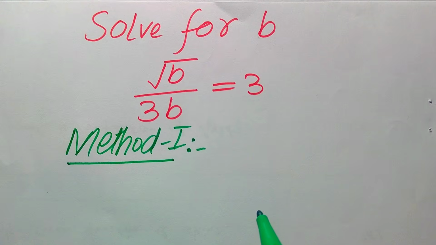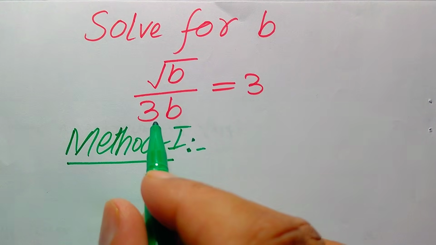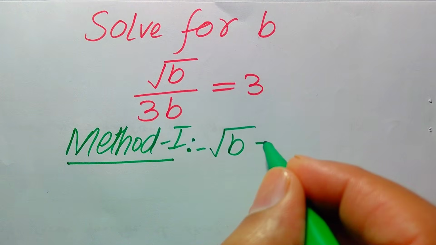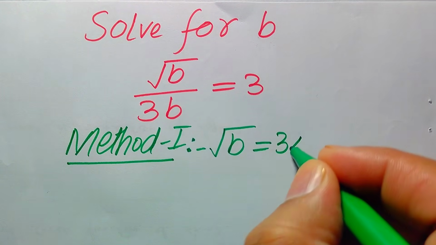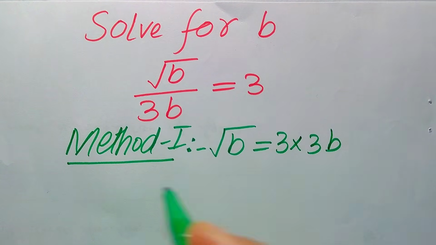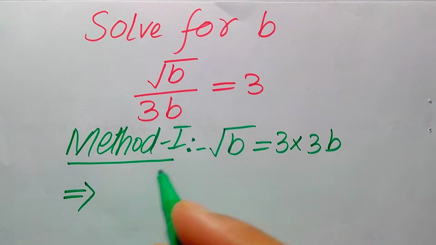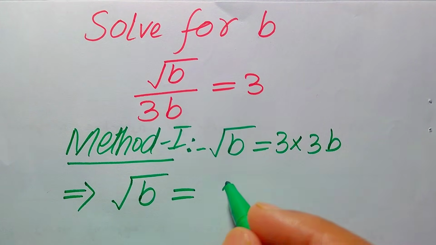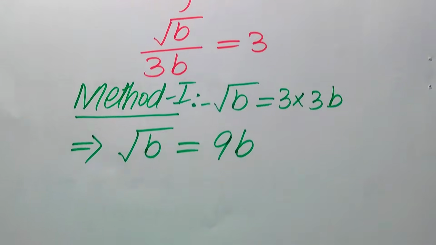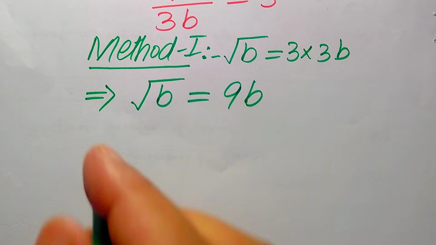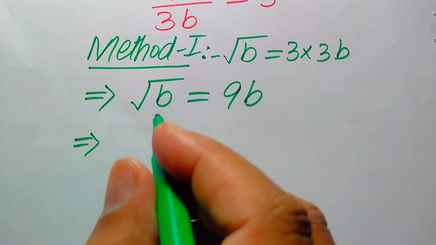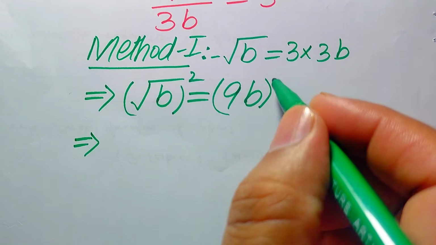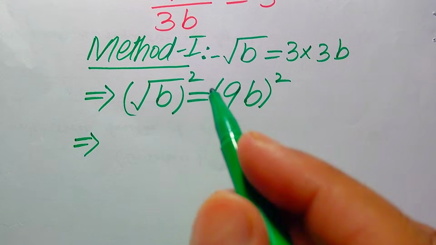And now the very first thing we are going to do is move the term 3b from the left hand side to the right hand side, and it will be written as the square root of b is equal to 3 multiplied by 3b. Further, in the next step, the square root of b is equal to 3 times 3, which becomes 9b. Now we need to remove this square root sign, so for this we apply squaring on both sides, and it will be written in this form.